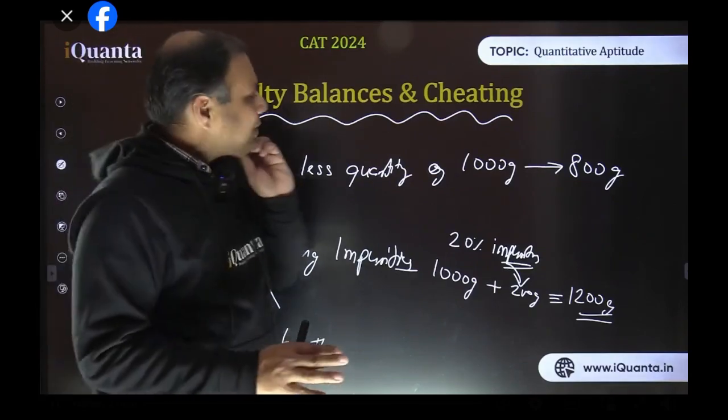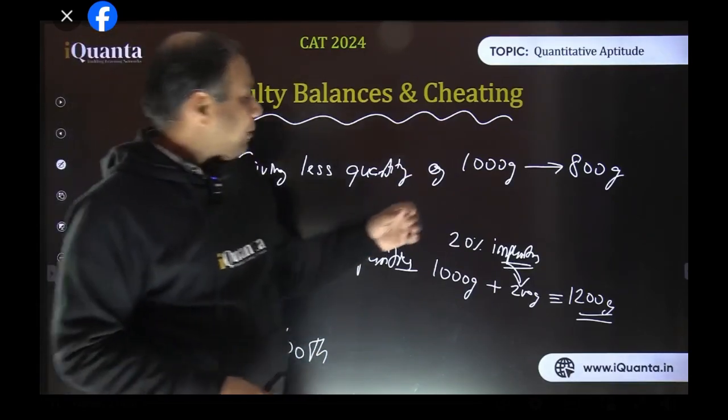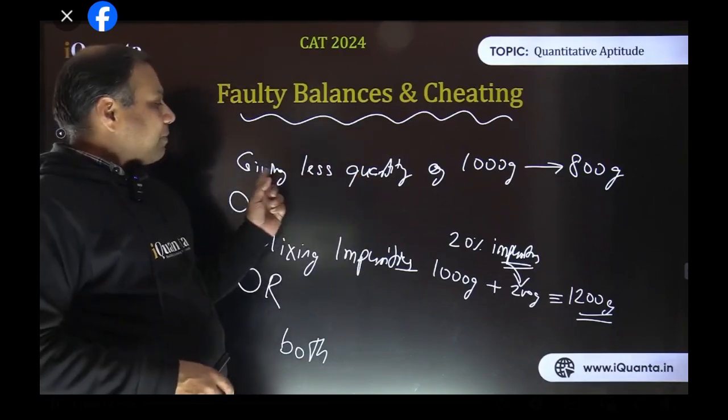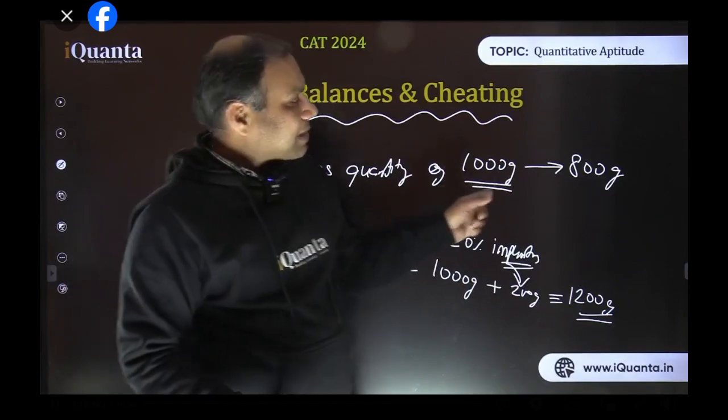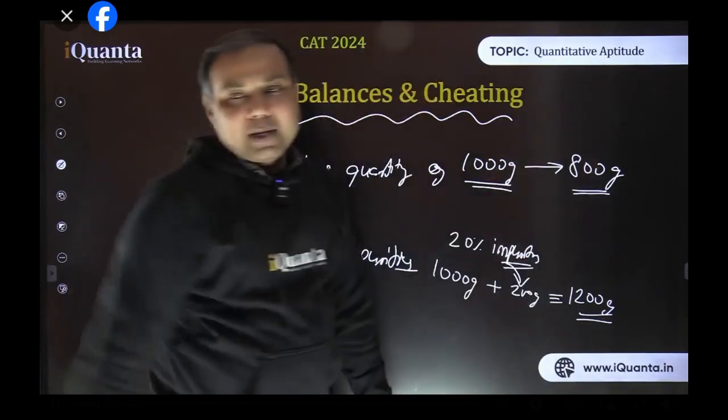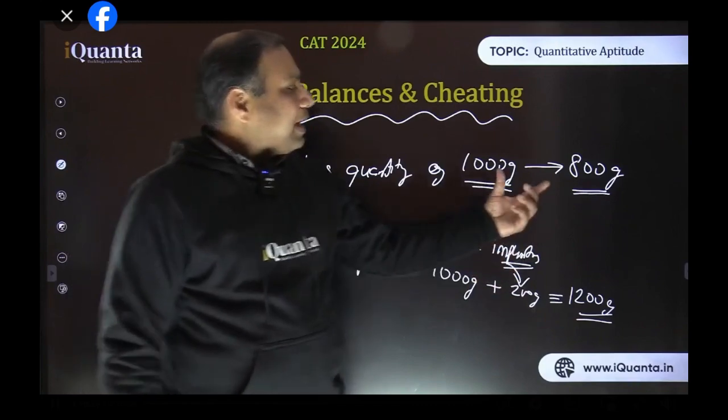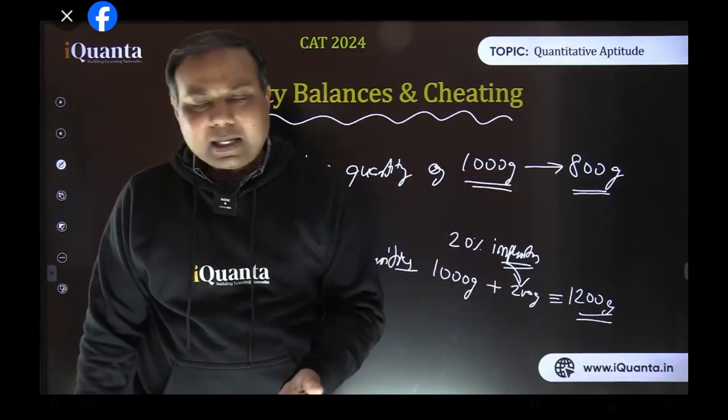Okay, now let's calculate the percentage profit because of the cheating. Let's go one by one. First take this case, giving less quantity. I have taken this example कि 1000 ग्राम के पैसे ले रहा है, but is giving goods worth 800 ग्राम only. ठीक है? So now if he claims कि 1000 ग्राम सामान 1000 रुपए का आता है, पता कर लो 1000 रुपए का ही है.